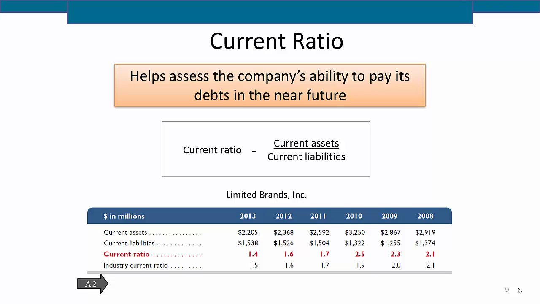Limited Brands' current ratio averaged 1.9 for its fiscal years 2008 through 2013. If the ratio were less than 1, current liabilities would exceed current assets, and the company's ability to pay short-term obligations would be questionable. Limited Brands' liquidity, as evidenced by its current ratio, declined in 2011, 2012, and 2013, dropping to 1.4 in 2013. However, the trend roughly matches the overall industry decline.